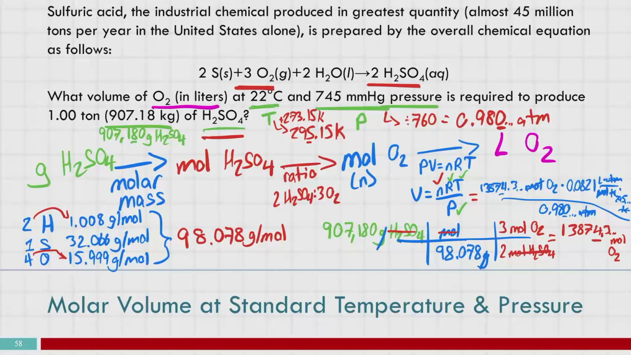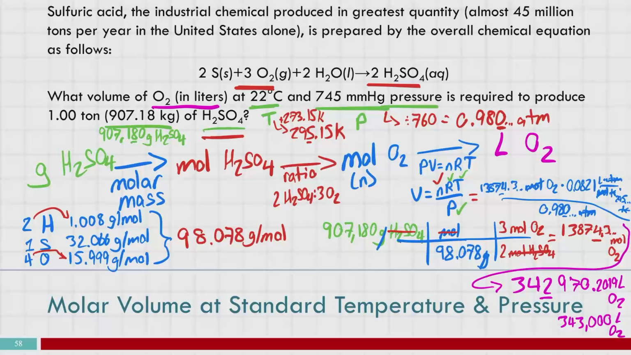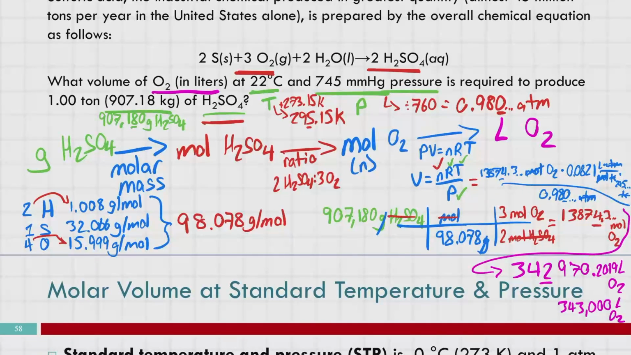And after all that, we get a whopping 342,970,2019 liters of O2. We would round that to 343,000 liters of O2, which is a lot of oxygen. I have no concept for how much oxygen that is.